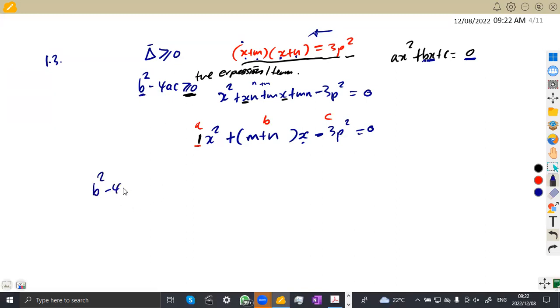Let's see what you are going to have. So b squared minus 4ac is equal to our b, that's m plus n squared, minus 4 times a, our a is 1, times c, our c is -3p squared. This is our c. All right, so let's see what you are going to have. So this is going to be m plus n squared minus, and a minus here is going to be a positive. So we're going to multiply negative times negative. That's a positive, which is positive 12p squared.